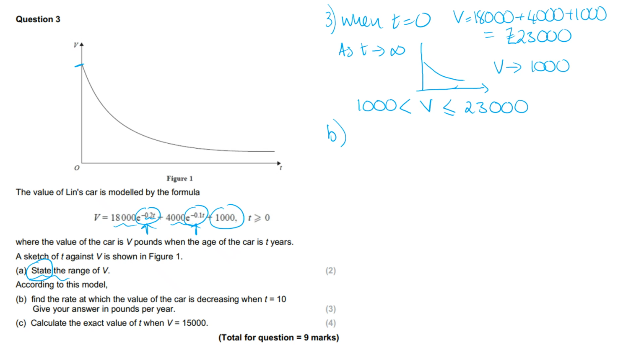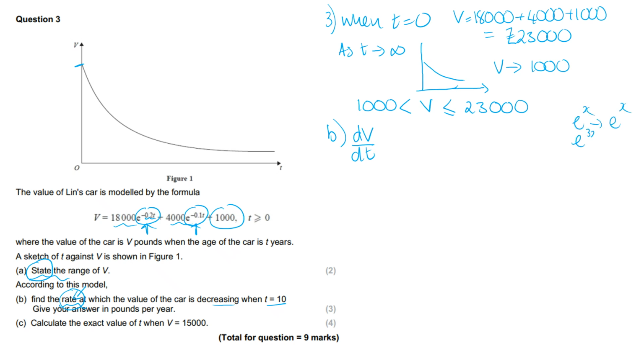Now part B, find the rate, another key word there, at which the value is decreasing when t is 10. So as soon as you see that word rate, that means you need to differentiate. So we need to do dV by dt. Now e is the one function that when you differentiate, it differentiates to itself. So e to the x differentiates to e to the x.